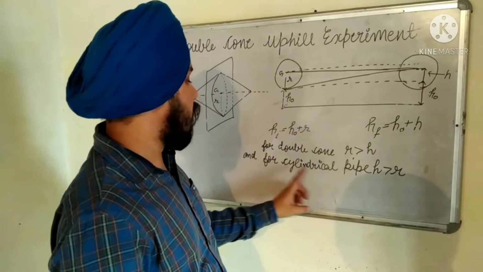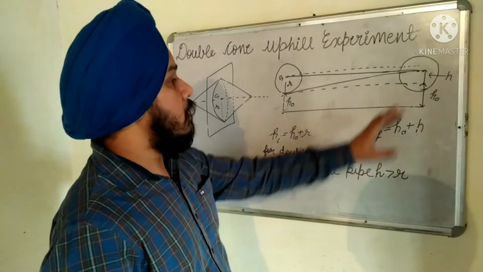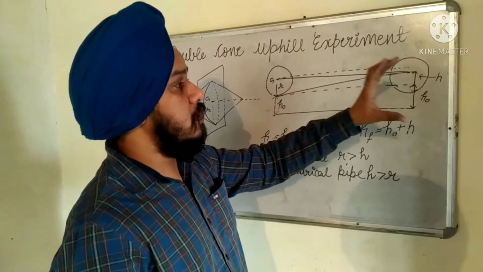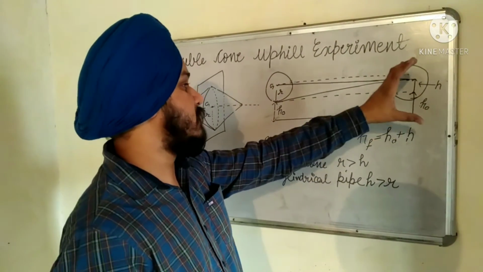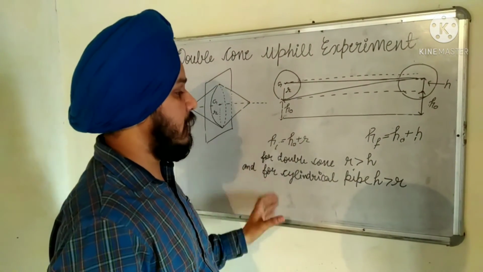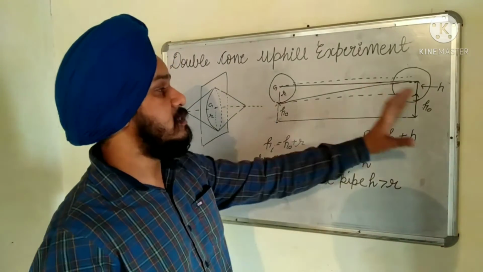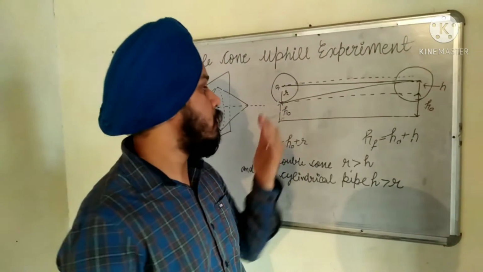But in the case of the cylinder, the height of the inclined plane at the top is greater than at the bottom. So that's the reason the cylinder moves from the top to the bottom.